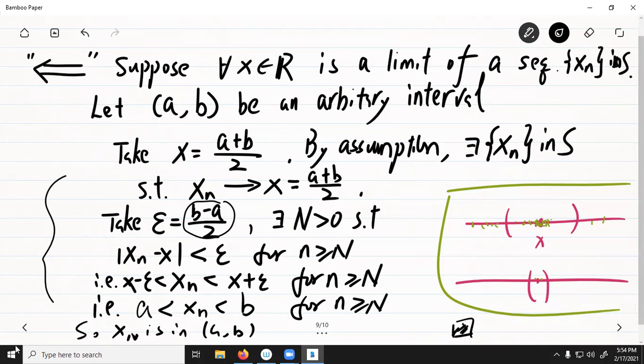So this is the reason it's very hard to grade your homework. Everyone has a different opinion, a different proof. I need to read your proof very carefully.